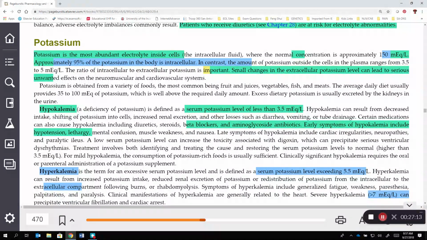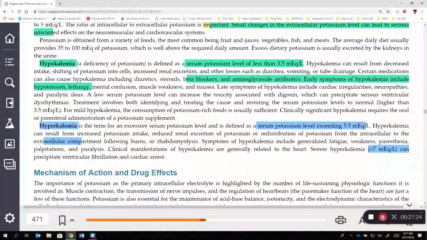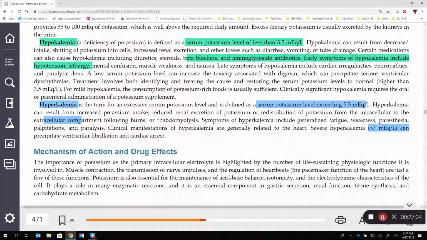It's very important to remember that even small changes in that extracellular potassium level can lead to very serious unwanted neuromuscular and cardiovascular system issues. We get potassium from a variety of foods. Later on in this chapter, some very specific food sources are discussed. You need to know those because you need to be able to teach a patient what foods they should have to increase potassium and what foods they should avoid so that they don't get too much potassium.